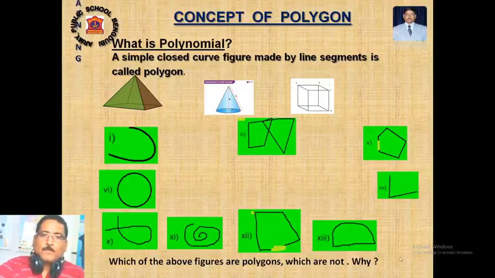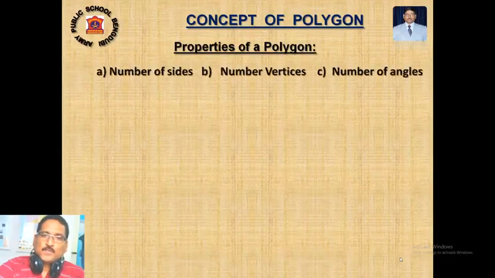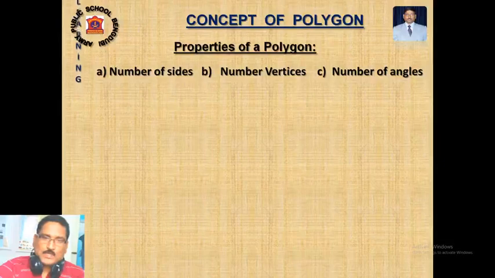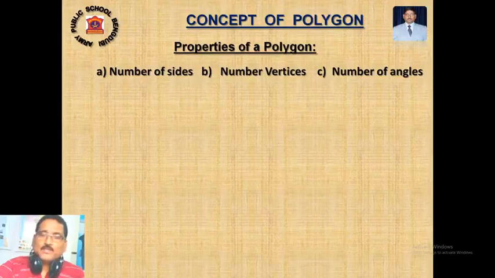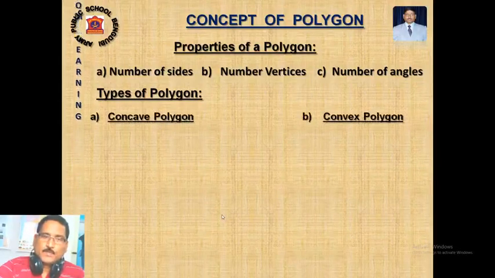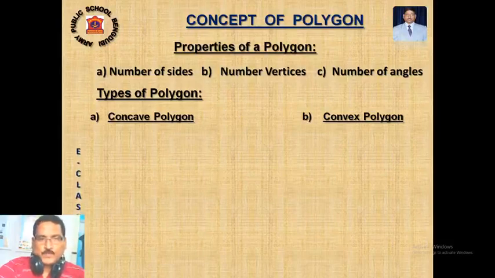Okay. Now, next part is properties of the polygon. Properties of the polygon depend on its number of sides, number of vertices, and number of angles. Vertices means the meeting place of two line segments, and an angle is the magnitude between two line segments. The number of sides is already mentioned. So on the basis of the number of sides, vertices and angles, polygons are generally classified into two groups. One is concave polygon, another is convex polygon. Clear it. One is concave and another is convex.